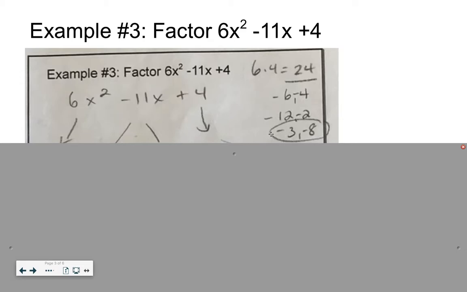So is 6 divisible by 3? Should I put that first? Are 8 and 6 divisible by the same numbers? Are 3 and 4 divisible by the same numbers? Are 8 and 4 divisible by the same numbers? So what you're hopefully realizing is it probably makes more sense to put the 3 first because the 8 is divisible by this 4.